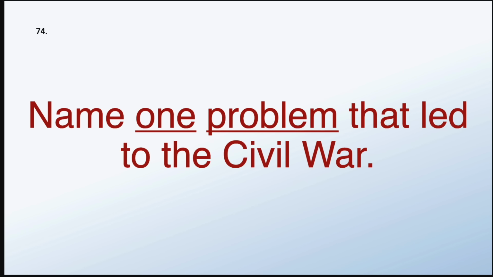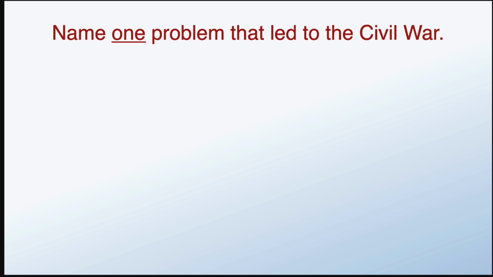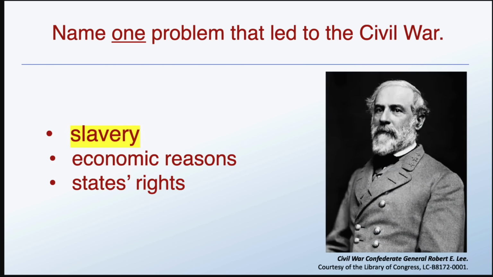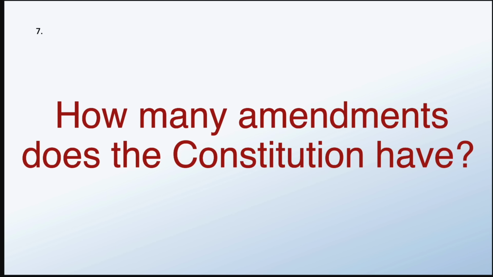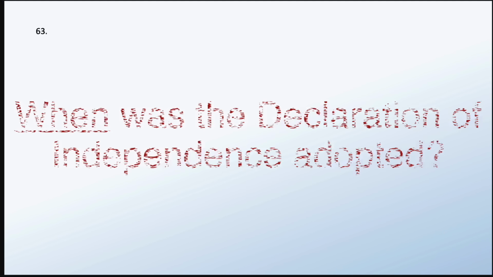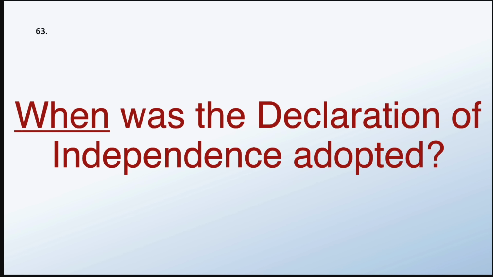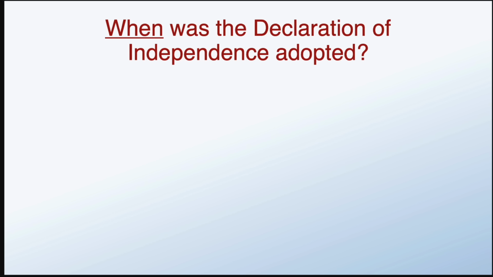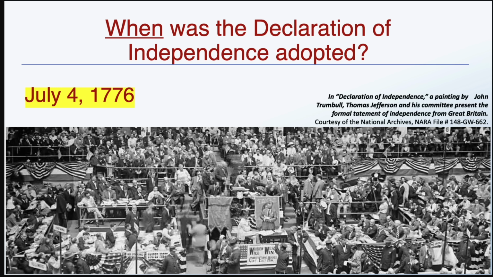Name one problem that led to the Civil War. Slavery. How many amendments does the Constitution have? 27. When was the Declaration of Independence adopted? July 4th, 1776.